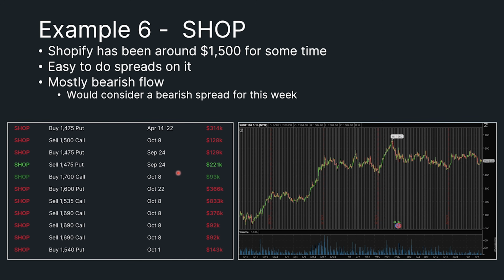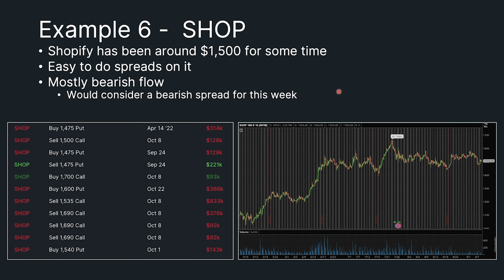There was mostly bearish flow this week, so you could consider a bearish spread or do covered calls, just like I was talking about with Nvidia. Unfortunately, I don't own 100 shares of Shop. It's a very expensive stock now, but that could be another idea you could try. The reason I picked Shopify to look at here is because I've owned it for quite some time and I'm very familiar with the industry.